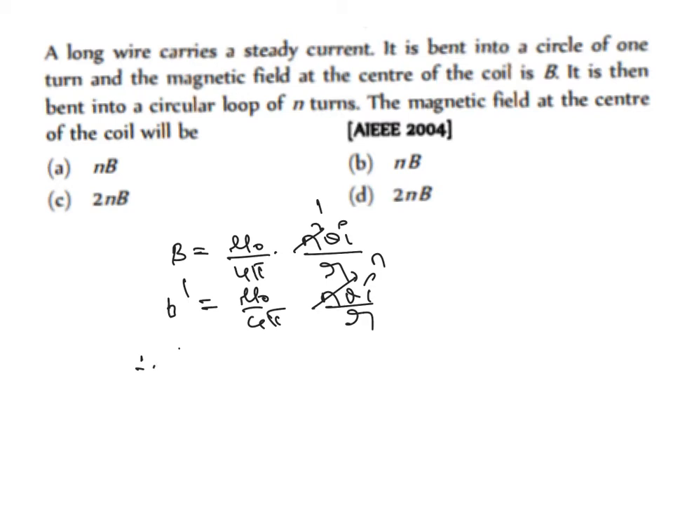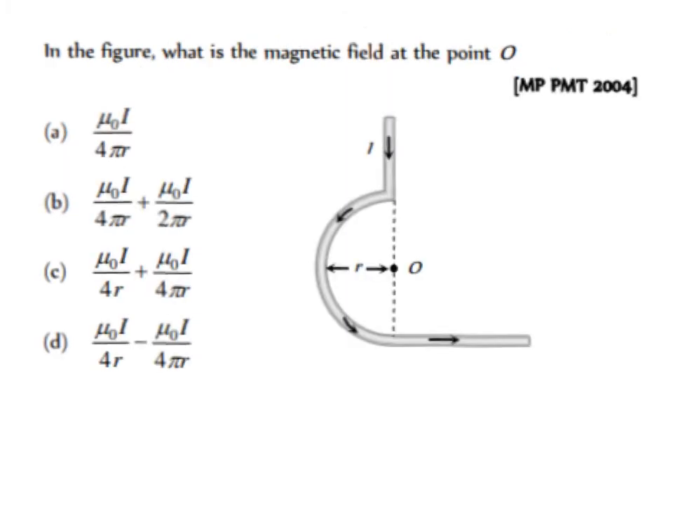So that's the reason why B dash must be equal to n times B. Sorry, it is B, okay. So that's the reason why the right answer is n times B. Option C is the right answer.